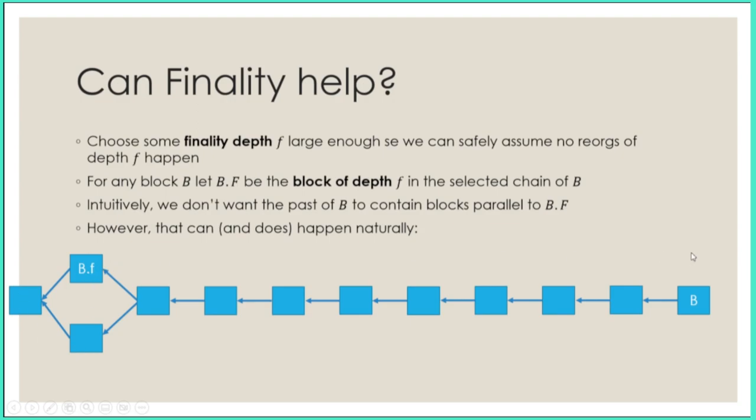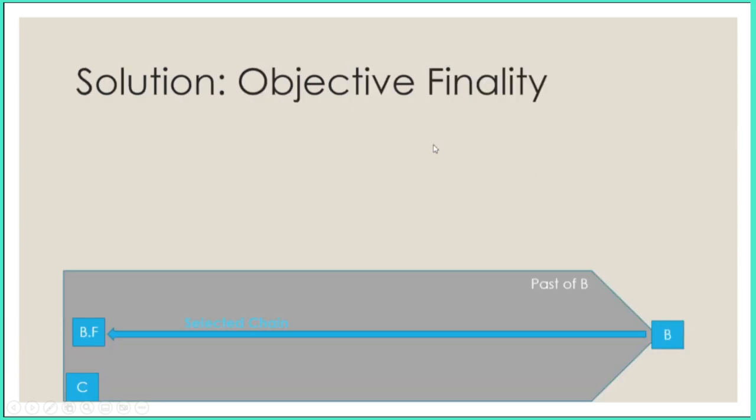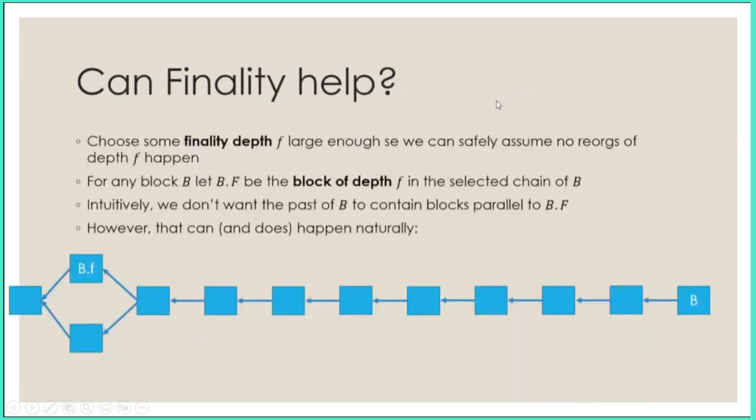So this is completely honest. There is nothing invalid here. This block is just fine. There is nothing wrong about it. So just not allowing blocks to be parallel to BF is too stringent. We have to find a way to soften this enough so that it would only exclude attack attempts, only exclude adversarial blocks. So the solution is kind of complicated.